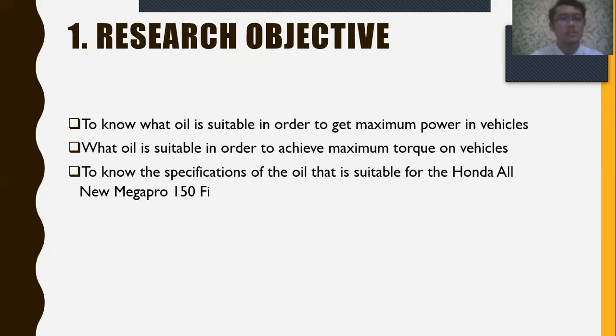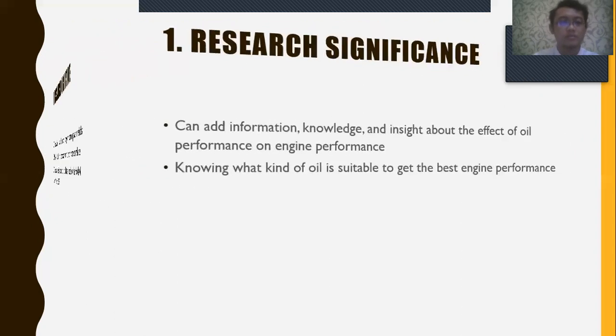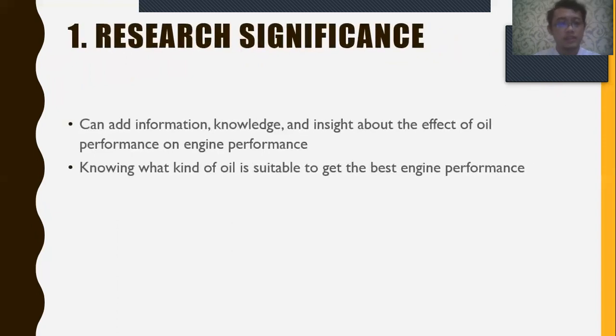The first research objective is to know what oil is suitable in order to get maximum power in the vehicle. 2. What oil is suitable in order to achieve maximum torque on the vehicle. 3. To know the specification of the oil that is suitable for the Honda Mega Pro 150 Fi, which has 150 cc. Okay, next slide is research significance.